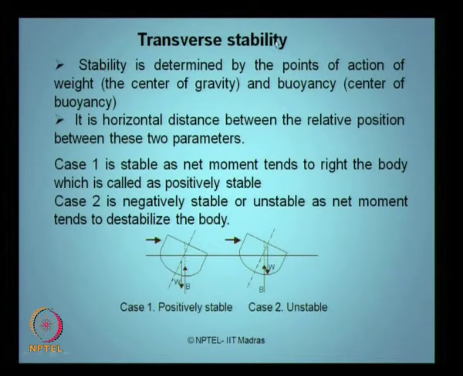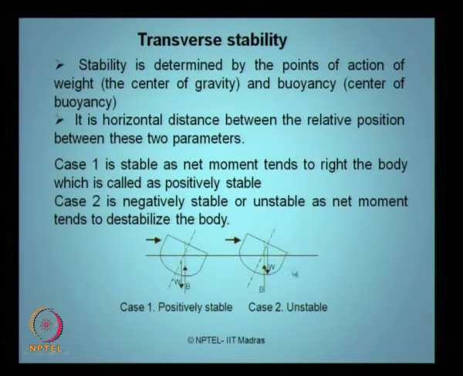Talking about transverse stability, look at these two figures. As I said, stability is determined by the points of action of the weight passing through the center of gravity and the buoyancy passing through the center of buoyancy. It is nothing but the horizontal distance between the relative positions of these two parameters. Let us say this is the point where my weight is acting, and this is the point where my buoyancy is acting. It is the horizontal distance between these two which will govern the transverse stability.